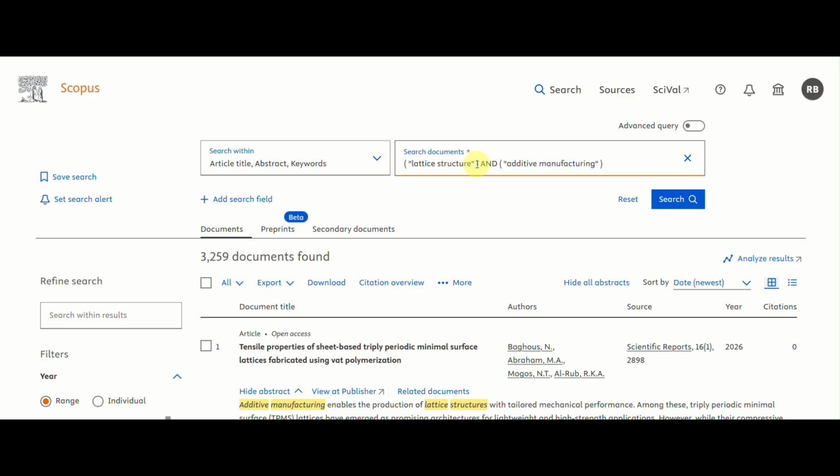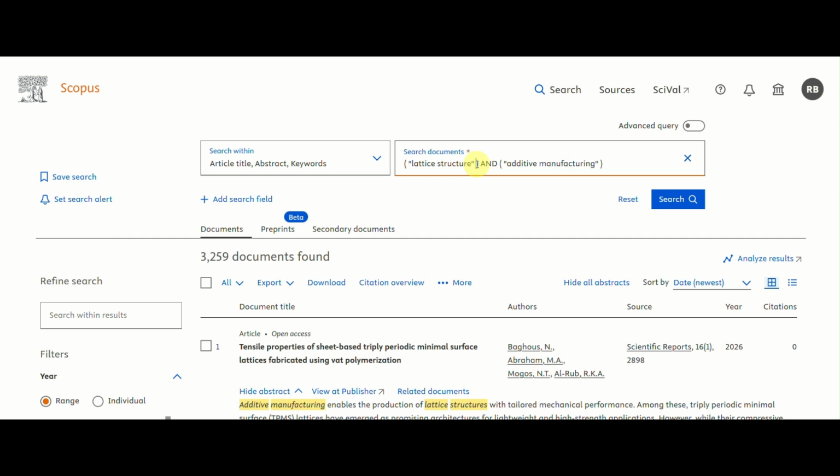For using synonyms we have to use the Boolean operation, that is OR. Why? Because lattice structure we are also calling a cellular structure, or architected material, or some other name like metamaterial. This is how one can use different keywords so that we can find more papers within our domain. Otherwise we may lose some good quality papers.